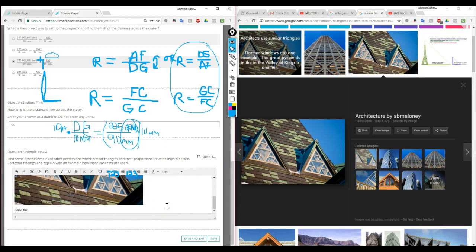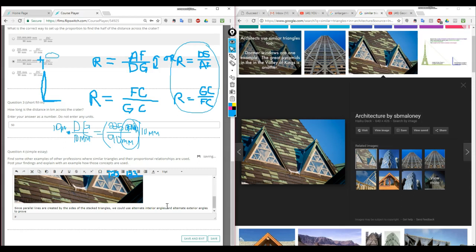So since parallel lines are created by the sides of the stacked triangles, we could use alternate interior angles and alternate exterior angles to prove angle-angle similarity in the triangles. So that is an example.